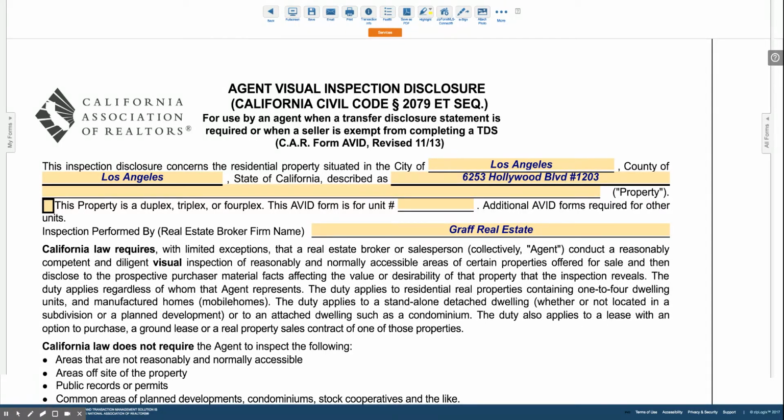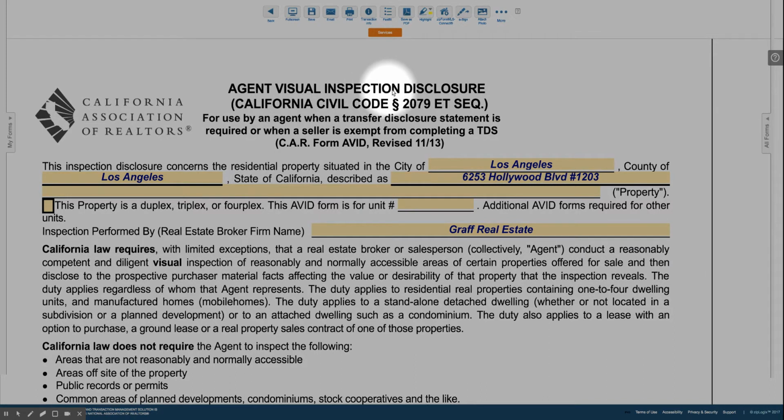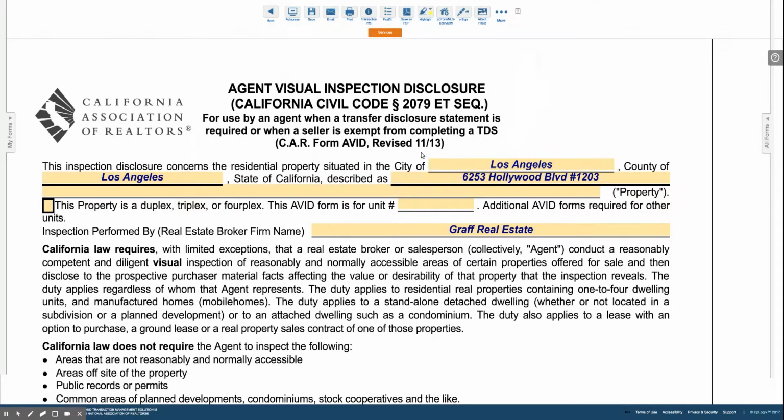And today's pretty brief webinar is going to be a quick chat about the Agent Visual Inspection Disclosure, otherwise known as CAR Form AVID. Your AVID. For those of you newer agents, you'll often hear agents say, "I need to do my AVID." This will be a great time for us to do our AVID. So when you hear that, they're talking about their agent visual inspection disclosure.